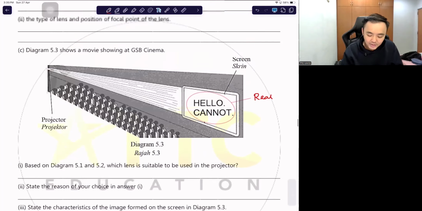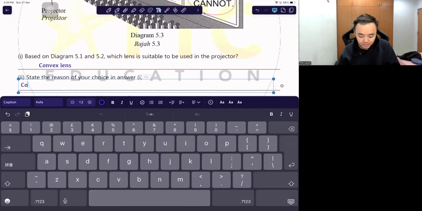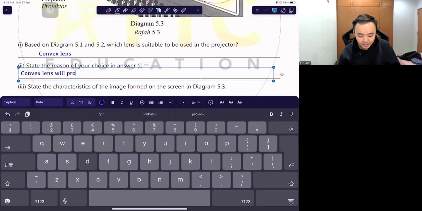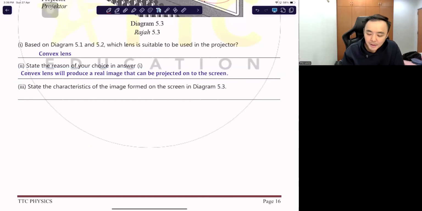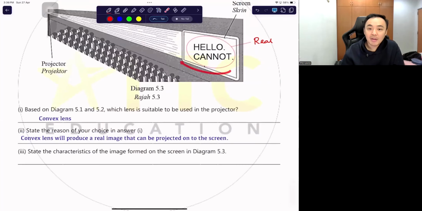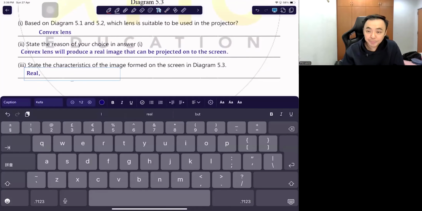Okay, state the reason of our answer. Why do we use convex lens? Because convex lens will produce a real image that can be projected onto the screen. Only convex lens can have real image one. Now what kind of image characteristics do we have here? First thing, simple. Can project means it's real, right? Any other answers? We got three things to compare, right? First thing, real, virtual. Second thing, size.